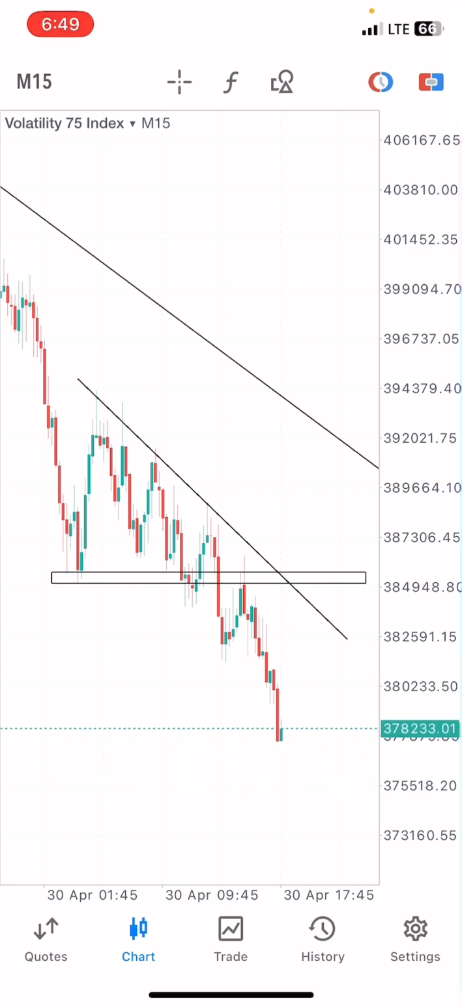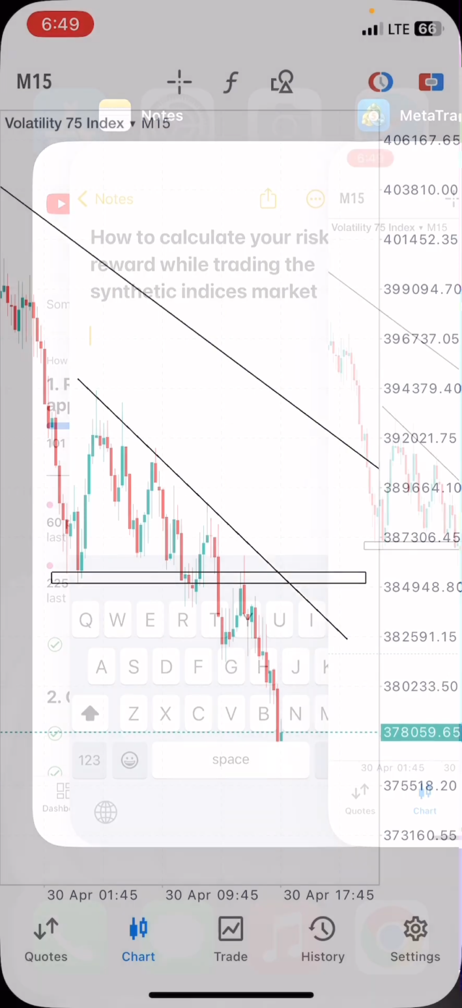Some of you have been trading this market for some time, but still do not know how to calculate your risk and your reward. You still do not know the amount of money you are willing to risk on a trade and your profit targets. So in this video, I'll be showing you guys how to calculate your risk and your reward. So let's get started.